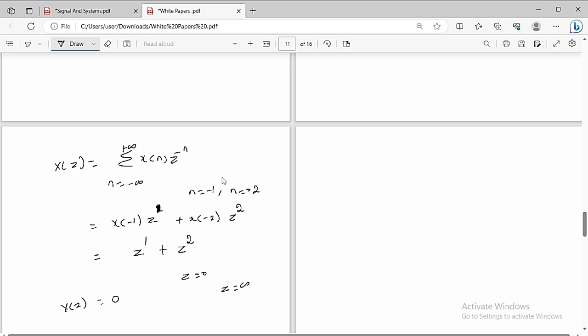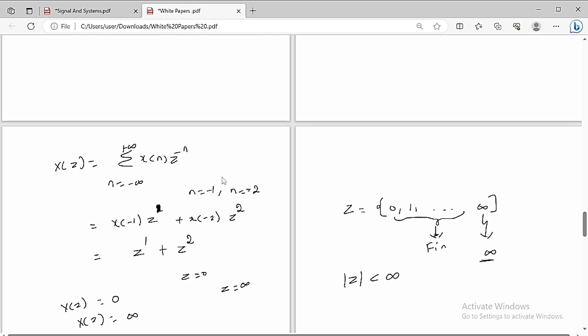Suppose z is equal to infinity, then what is X of z? X of z is equal to infinity. So if you take any value of z ranging from 0 up to, but not including, infinity, we are going to get some finite value. But if you substitute infinity, then you are going to get an infinite value. What is the meaning of ROC? ROC means if you substitute all these points in X of z, you should get a finite value. So the ROC is not including infinity, that is, z less than infinity.